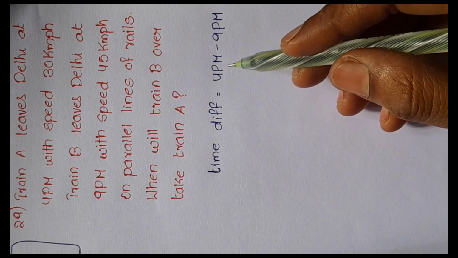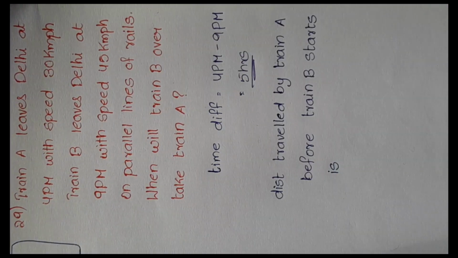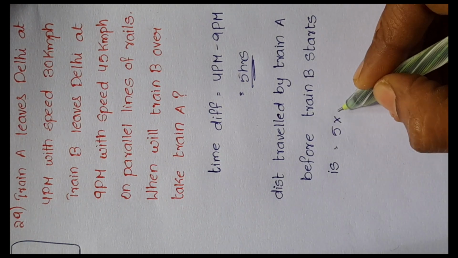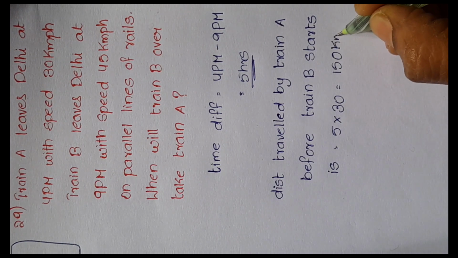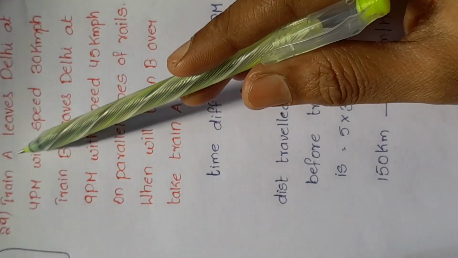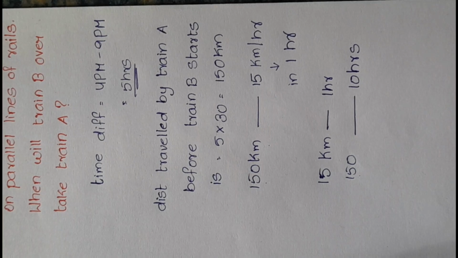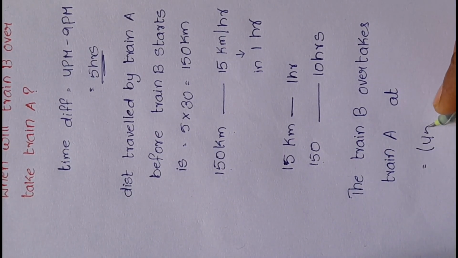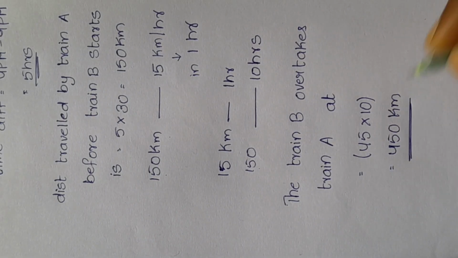The time difference between the starting time of both the trains is 5 hours. Distance travelled by train A before train B starts is, the time is 5 hours into the speed, given as 30 km per hour. So it covers 150 km before train B starts. In order to overtake train A, train B has to gain 150 km at a rate of 15 km in 1 hour. So to cover 150 km, it takes 10 hours. Train B overtakes train A at a distance of 45, the speed, and time 10 hours. So 450 km.